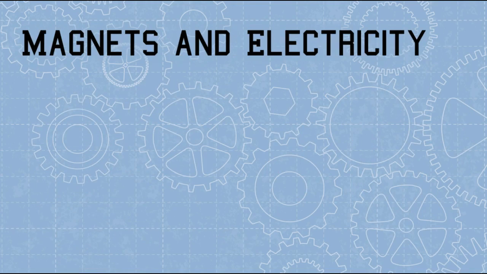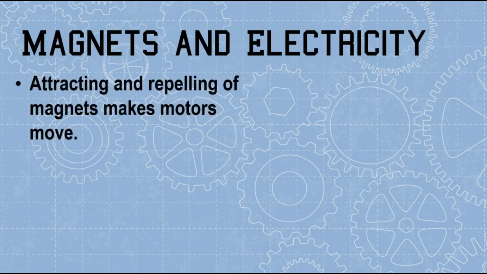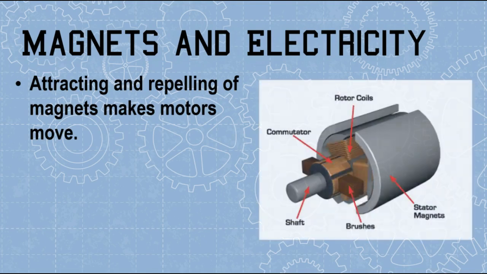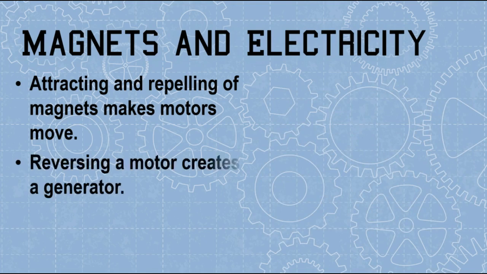So if we control this magnetic field using electricity, we can attract and repel magnets to create motion in a motor. This motor is spinning because it is constantly attracting and repelling natural and temporary magnets created by an electrical current. If we reverse this process, we can get a generator.